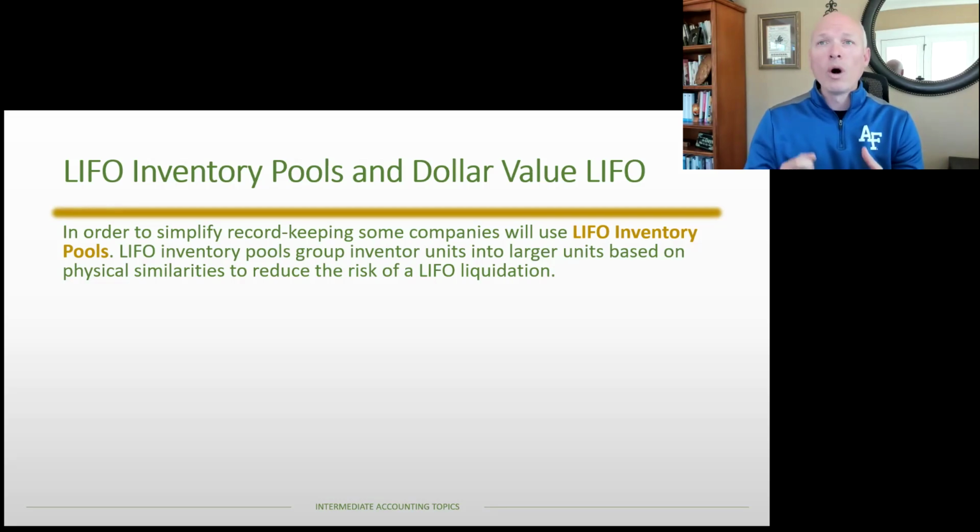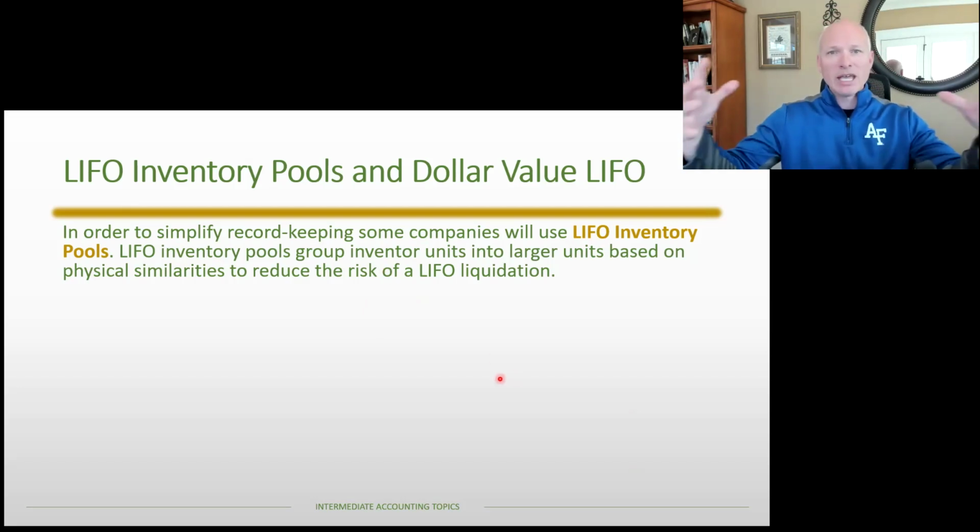And so when you don't want to, or you aren't able to track specific unit counts and specific unit costs, then you might use basically this estimation process, for lack of a better phrase. Instead of tracking specifically, you're going to do estimates to kind of infer or estimate what's going on with your inventory rather than being very, very specific. And the way that you do that is by using what are called LIFO inventory pools.